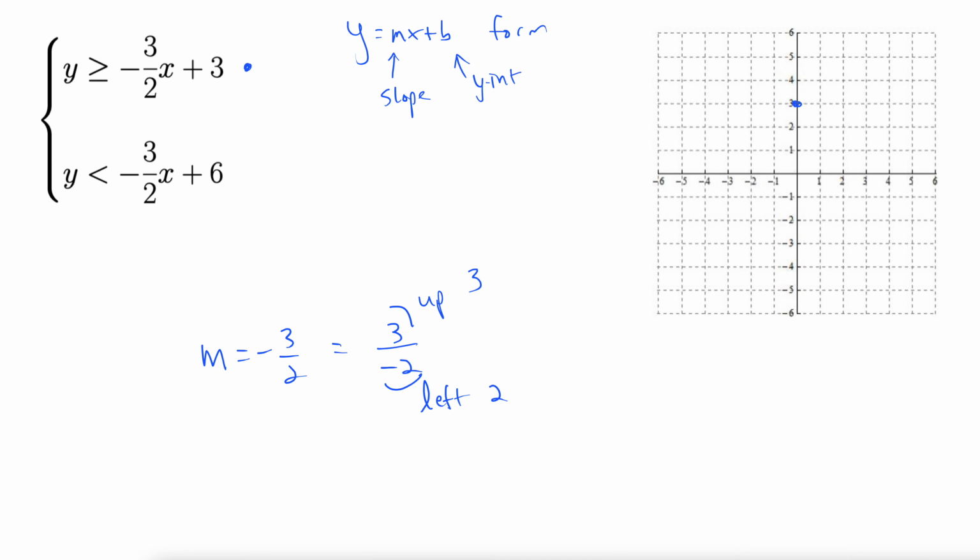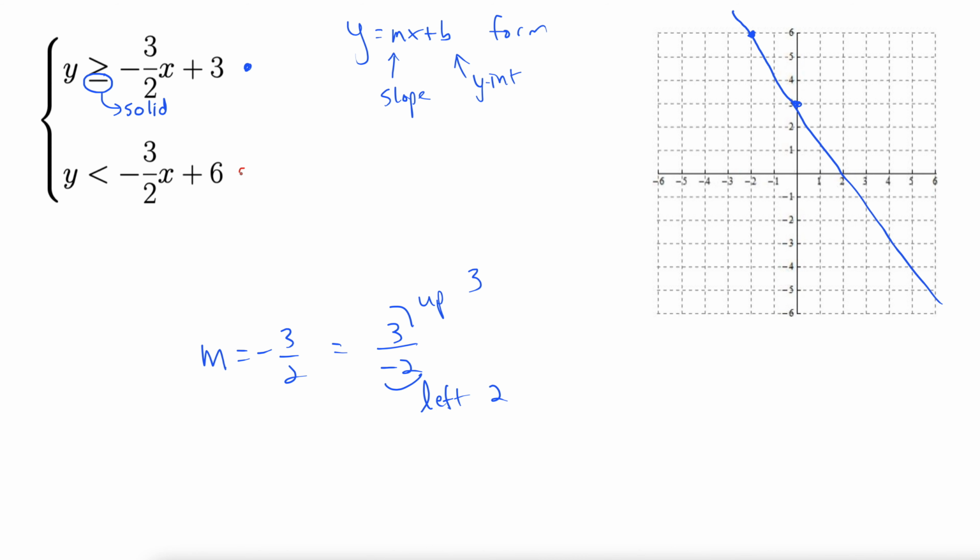Okay, so let's go up 3. 1, 2, 3. That gets us up to 6 here. And 2 to the left. 1, 2. That gets us back to -2. There we go. And since we have an equal sign under this inequality, this is going to be a solid line. Solid line. Okay, so here we go. Let's go ahead and connect these 2 points to make the line. My line is not as straight as it should be, but you get the idea.